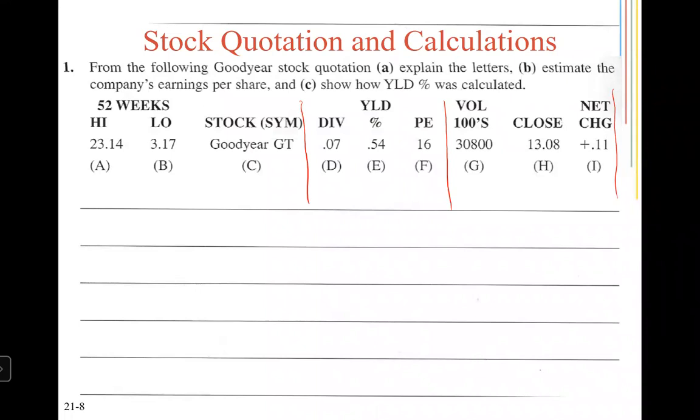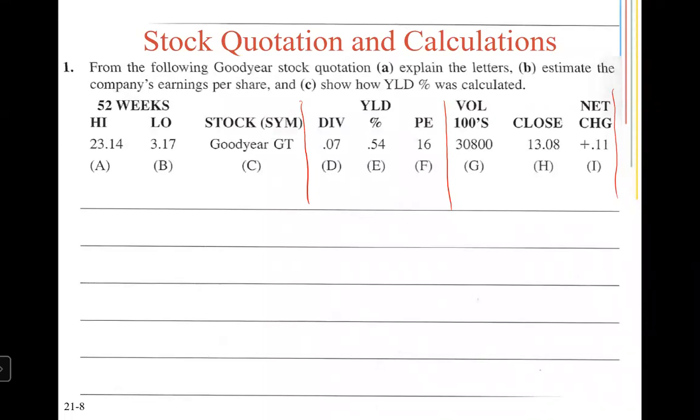Okay, so tell me what A represents. It represents the highest that the stock would have been, correct? Would have sold for in 52 weeks. And what does B represent? The lowest that it would have sold for in 52 weeks. And what does C represent? C would represent the stock that was sold, right?